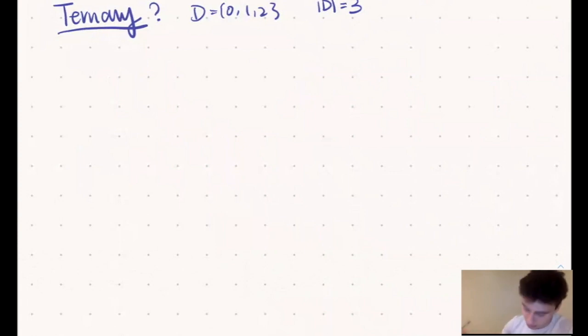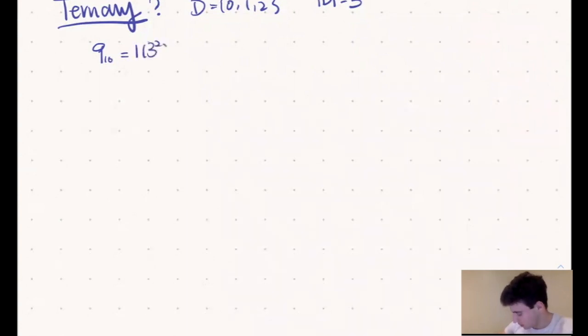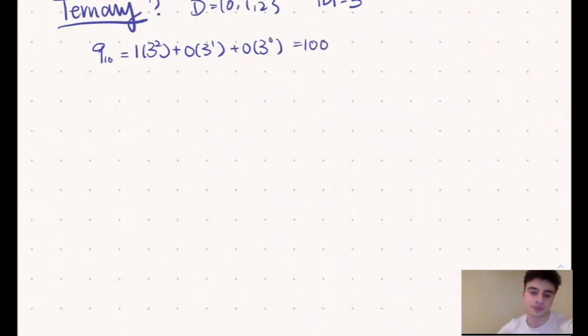But first, as an example, let's give an example that does not require modification of the algorithm. So let's look at 9 in decimal, and let's try to convert that to ternary. So 9 in decimal can be converted as follows. We can fit 1 times 3 to the power of 2, plus 0 times 3 to the power of 1, plus 0 times 3 to the power of 0. We strike the 3's, and this leaves us with 1, 0, 0 in base 3.